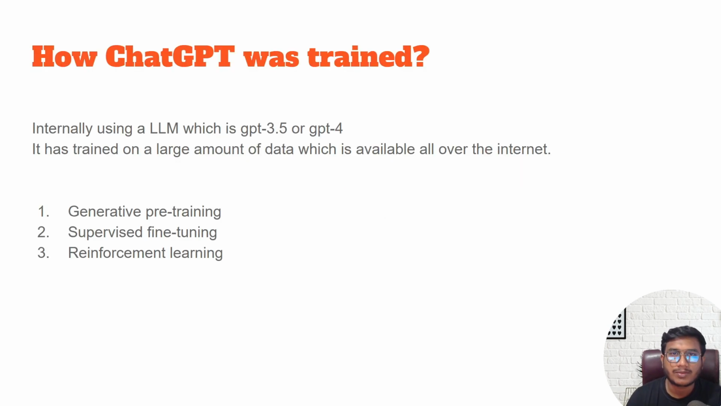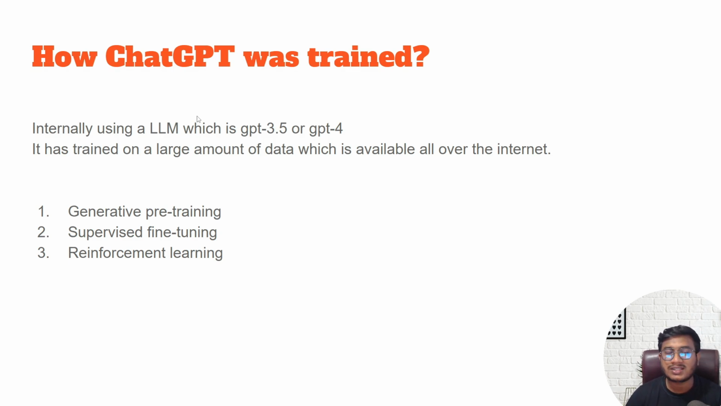First of all, you have to remember one thing. See, ChatGPT is not a model. ChatGPT is just an application. Internally, it is using an LLM, which is GPT 3.5 or GPT 4. It has been trained on a large amount of data which is also available over the internet, that means whatever data we have over the internet till 2023. All the data they have used to train this GPT 3 or GPT 4 model, right?